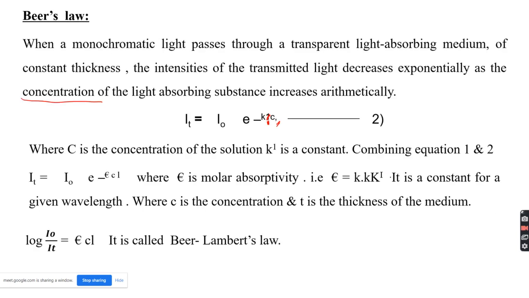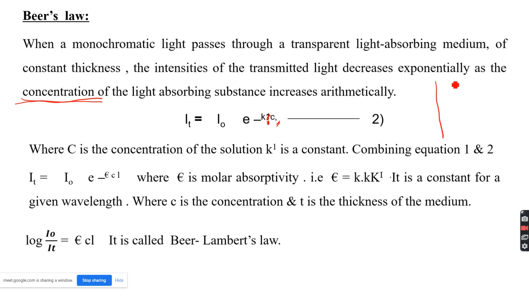In the case of Beer's law, it relates with the concentration of the medium. The same way we'll express when a monochromatic light passes through a transparent light absorbing medium of a constant thickness. Here the thickness we kept constant. The intensity of the transmitted light decreases exponentially as the concentration of the light absorbing substance increases arithmetically.